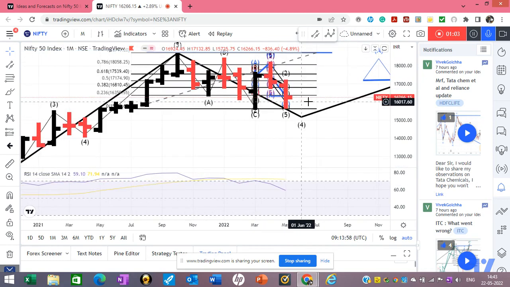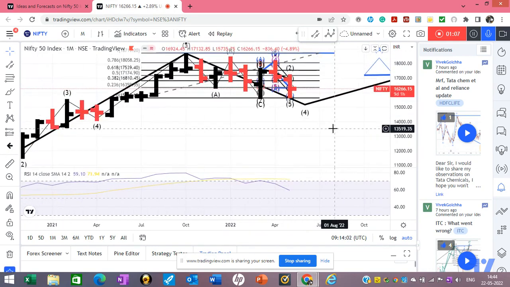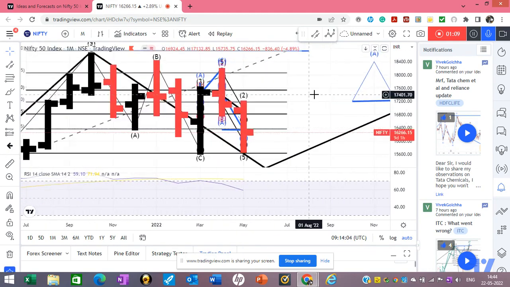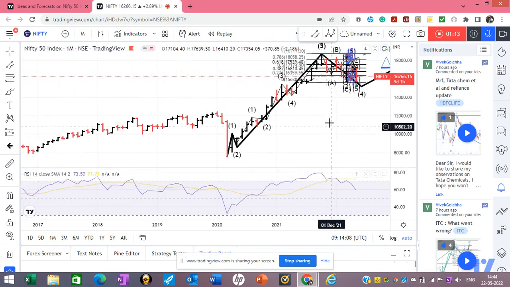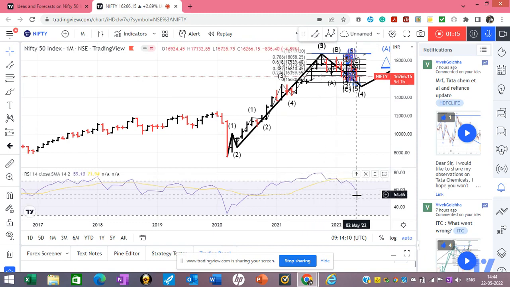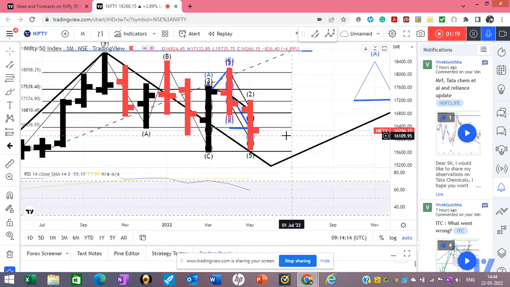But there's one problem. I have extended the third wave, and the pattern which is forming, even the RSI is telling me that this is the third wave. RSI is telling me now we are in the fourth wave and there will be a fifth one. But the problem is one thing which has caught my eye is this pattern.